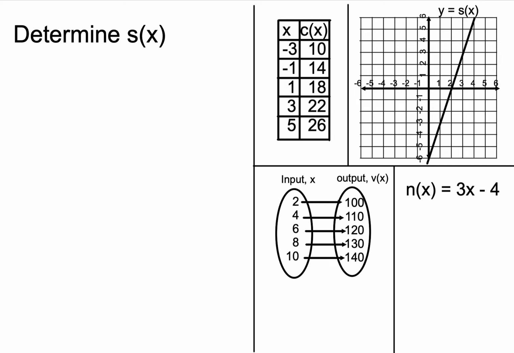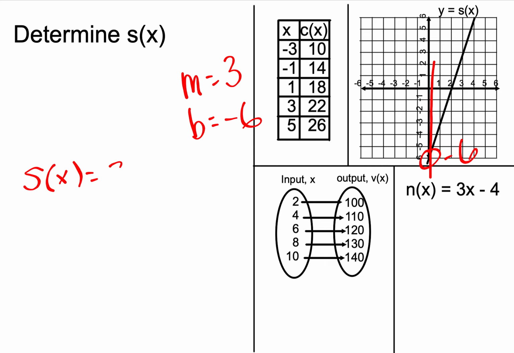Determine S of x. Well, we're going to find what S of x is. We need to know two things, slope and intercept. Slope we found a couple slides ago. And y-intercept is right here at negative 6. So S of x is going to be 3x minus 6.